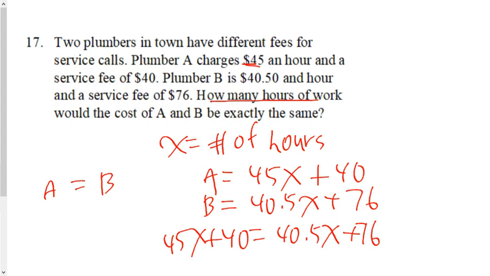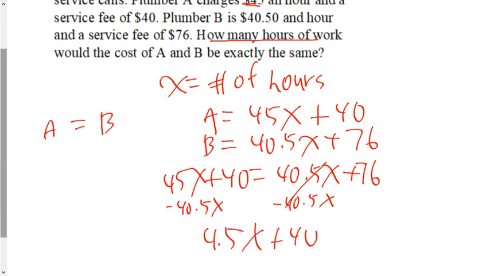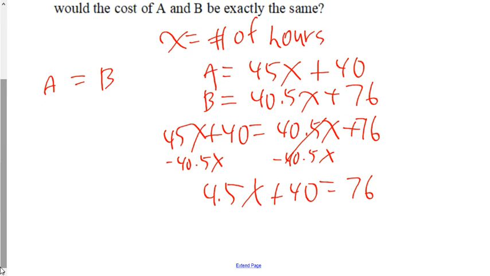Have variables on both sides. Get rid of it from one side. So I'm going to subtract 4.5x from both sides, leaving me with 40x plus 40 equals 76. I'm going to subtract 40 from both sides. And x will equal, when I divide both sides by 4.5, x will equal 8. Define your variable.